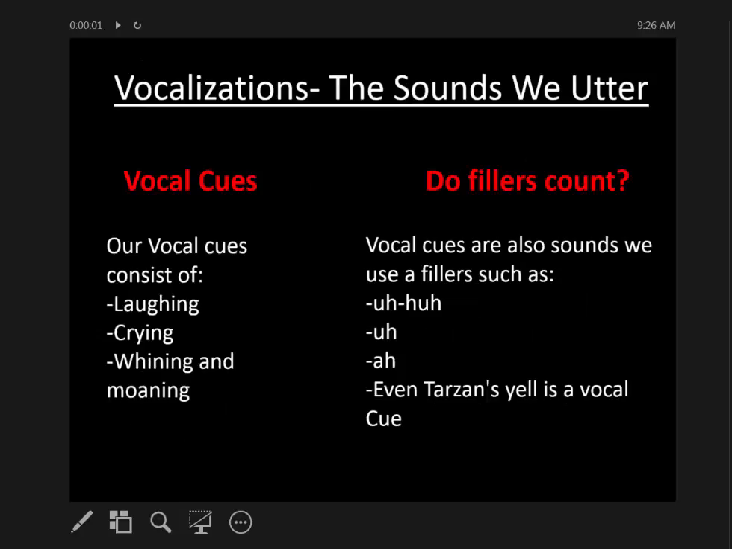Vocalization, the sounds we utter. Vocal cues. Our vocal cues consist of laughing, crying, and whining and moaning. Do fillers count? Vocal cues are also sounds we use as fillers, such as ah, and even Tarzan's yell is a vocal cue. But I'll save you that trouble.